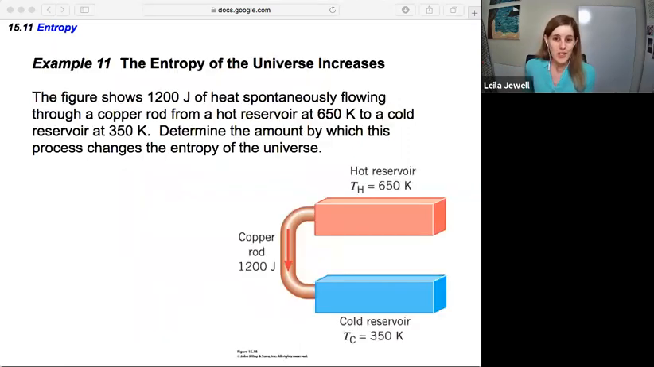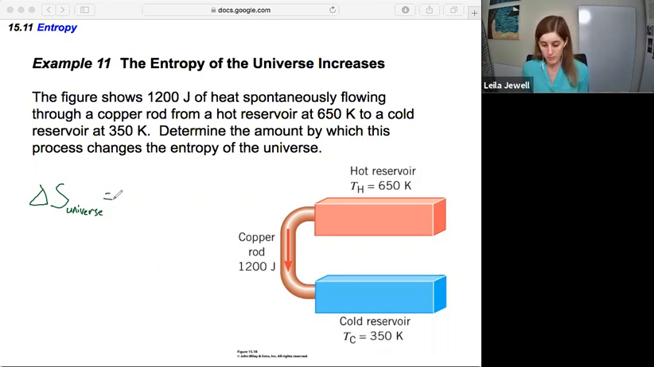The entropy of the universe increases. The figure shows 1200 joules of heat spontaneously flowing through a copper rod from a hot reservoir at 650 Kelvin to a cold reservoir at 350 Kelvin. Determine the amount by which this process changes the entropy of the universe. So we're looking for the change in entropy of the universe. It's not just the delta S of either one of them, but of the universe.